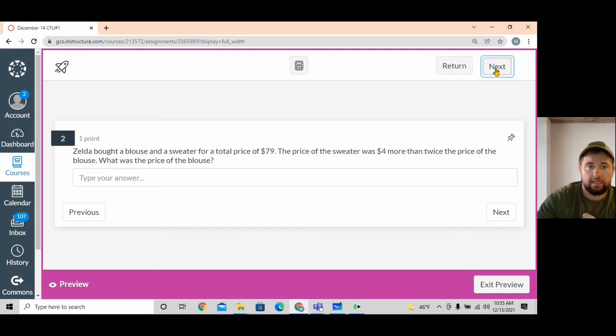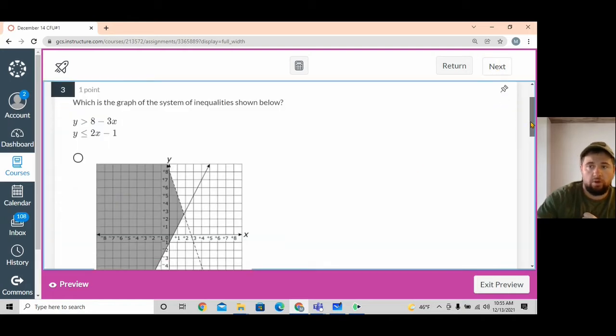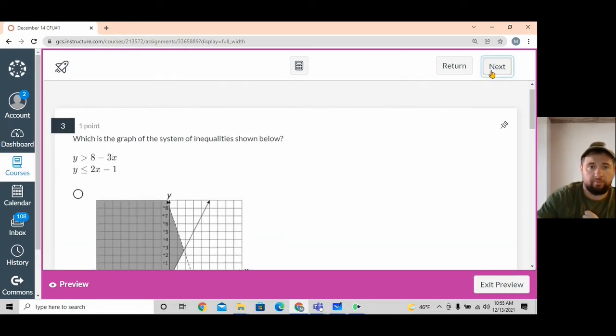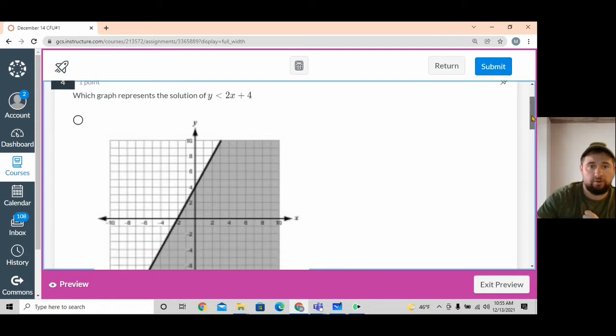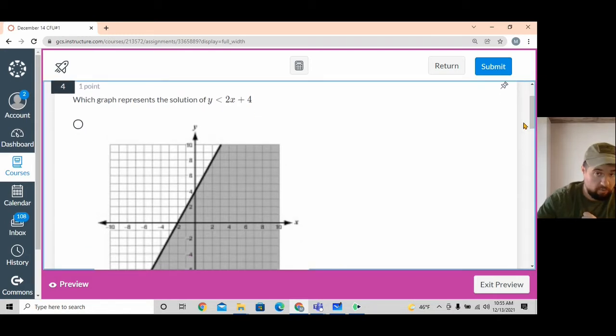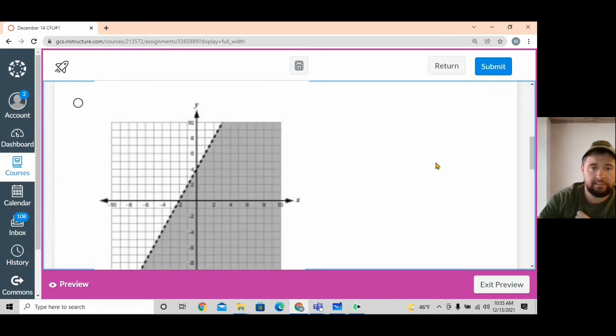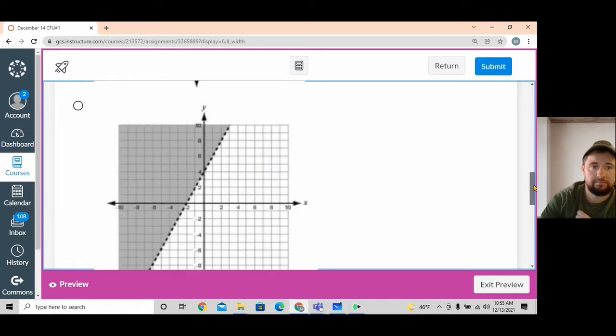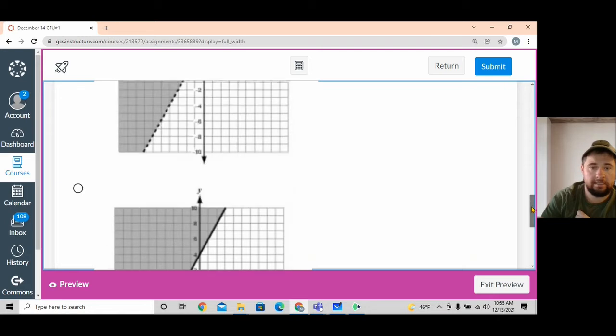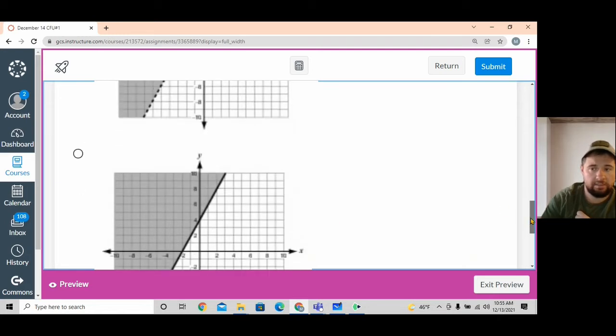And then we're going to skip this one for now. We're going to look at this one. Which graph represents the solution of y is less than 2x plus 4? So first thing we should notice right here is that less than symbol. So that is a dashed line. So that means that A is out because A is a solid line, B is still in, C is still in, and D is out.